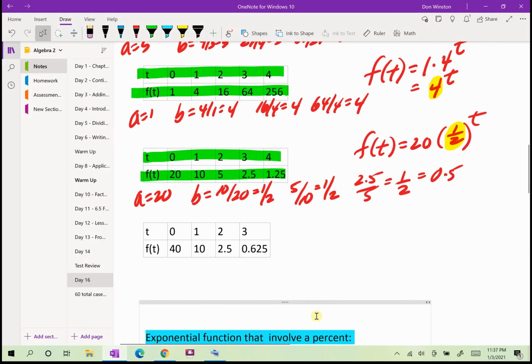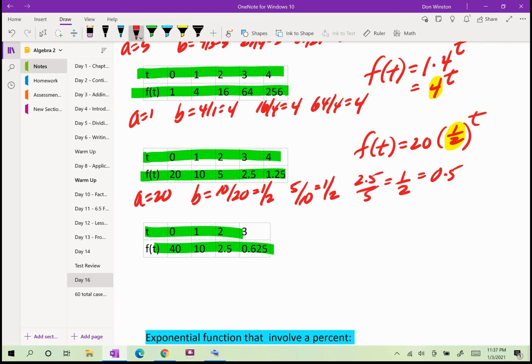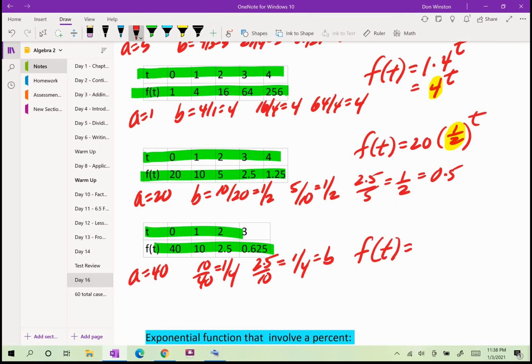And then the last table here. Again, let's write an exponential function that models this table. When t is equal to 0, f of t is 40. So my initial amount is a equals 40. And then 10 divided by 40 is 1/4. And then 2.5 divided by 10, that's 1/4, or 0.25. And so on and so forth. So that will equal my b. So my function will be f of t equals my initial amount, which is 40, times 1/4 raised to the t.